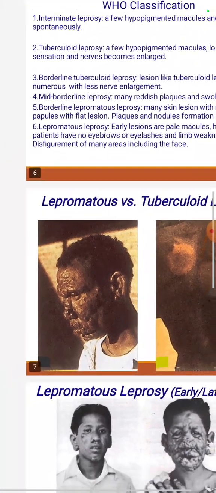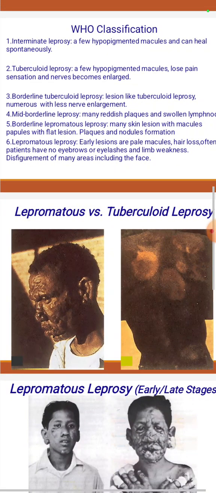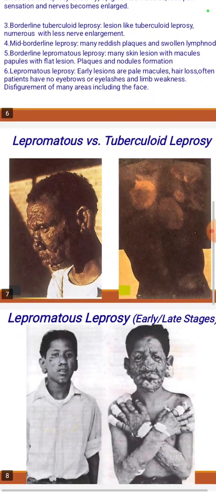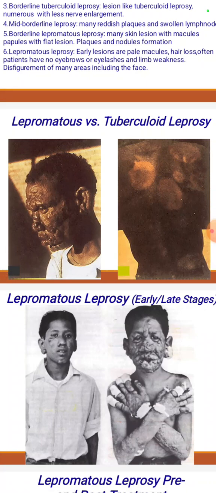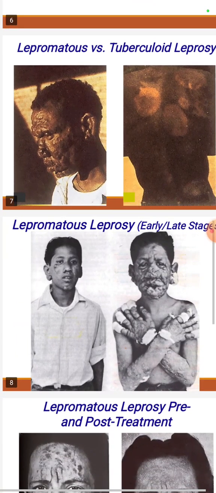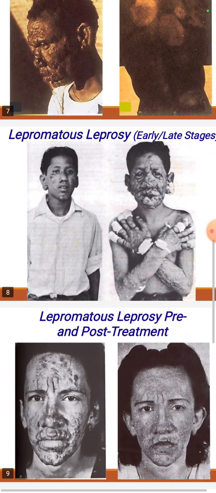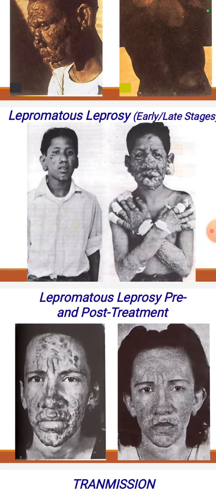The picture represents lepromatous versus tuberculoid leprosy. Lepromatous early stage and late stage of lepromatous leprosy. Lepromatous leprosy pre and post treatment.